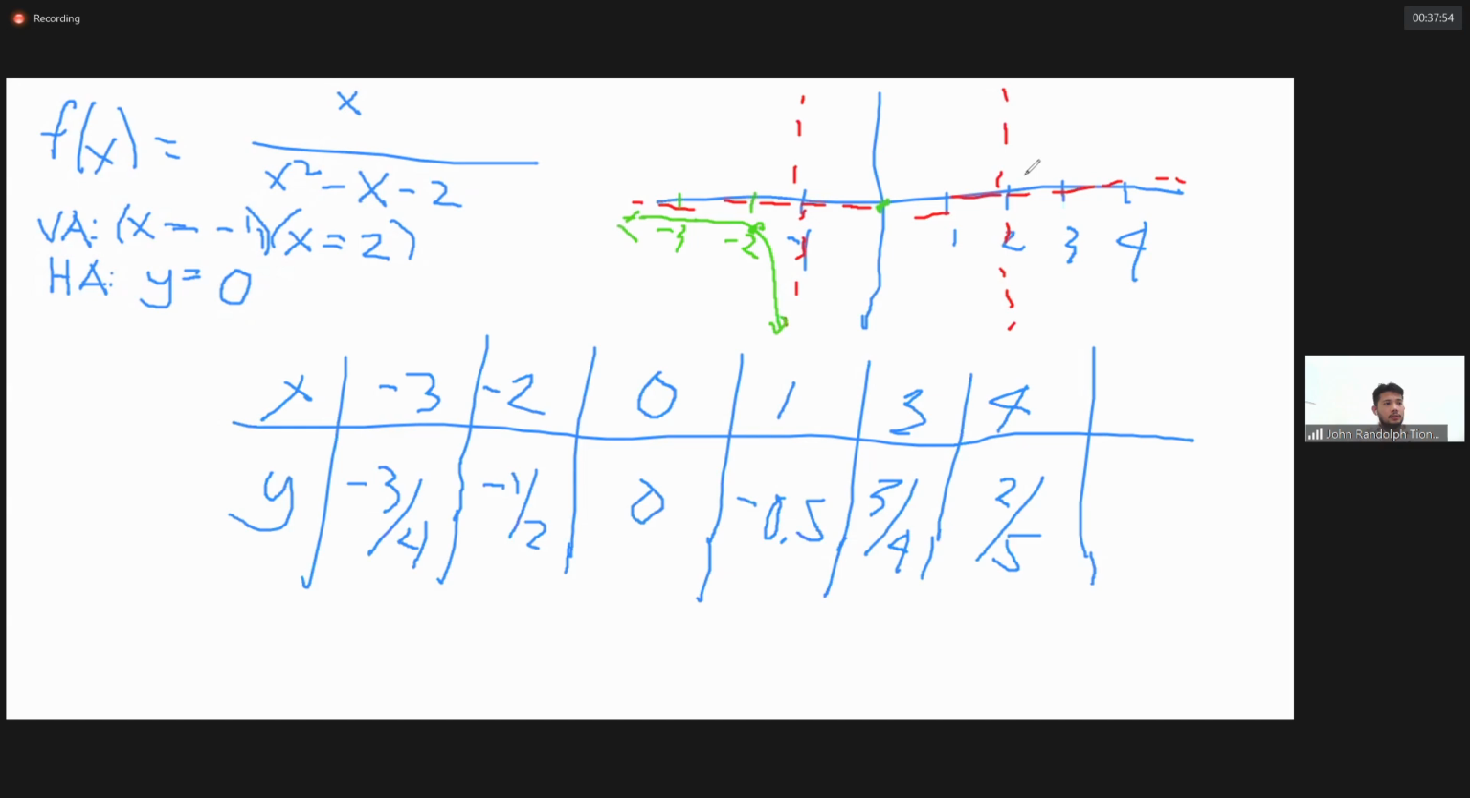Then, yung isa, 1, -0.5, somewhere here. Negative 0.5 somewhere here. And then 3 and 3/4, 3, and then 0.75 somewhere here. Then 4, 4 2/5 somewhere here.